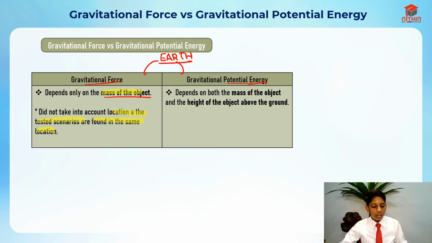Gravitational force depends on only the mass of the object in this case, and gravitational potential energy depends on both the mass of the object and the height of the object above ground. The greater the mass of the object, the more gravitational potential energy it has, and the higher the object above the ground, the more gravitational potential energy it has. For gravitational force, the greater the mass of the object, the greater the gravitational force acting on the object, okay? This is basically the difference. I hope you understood that. Now let's move on.